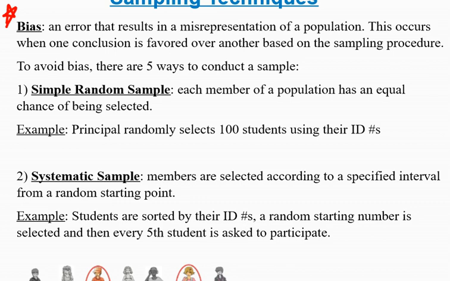Typically, simple random samples are the best way to avoid bias. You're just letting randomization play the role, and you wouldn't have any inherent bias in there.